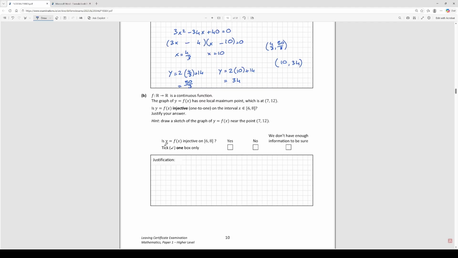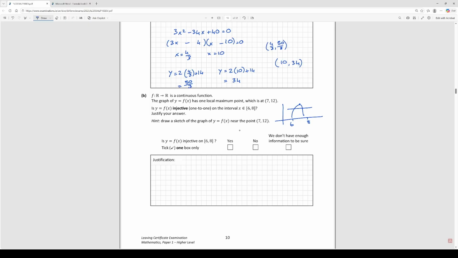f is a continuous function with the graph shown. It has a local maximum point at 7, 12. If f is injective, is it injective on the interval from 6 to 8? So what that means is on the x-axis from 6 to 8, is it injective? No, right? Because it is a maximum. So if we did a horizontal line in between here and here, it would hit it twice if that's a maximum. Isn't that right? Oh, hint, draw a sketch of the graph.